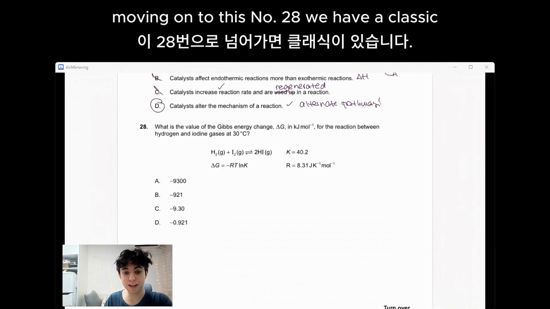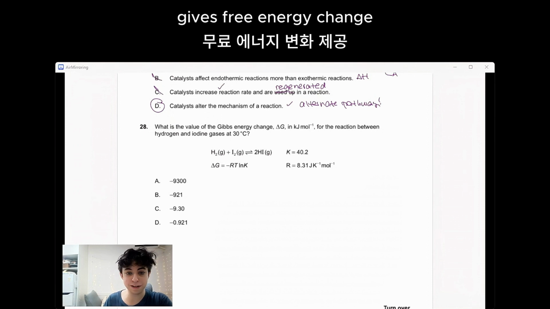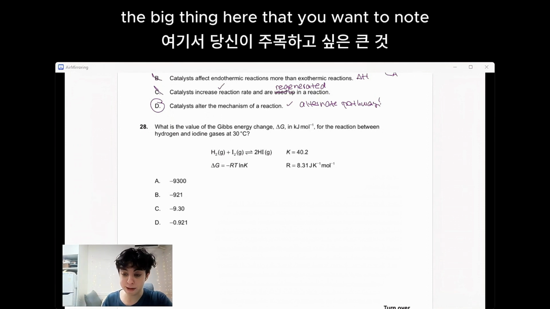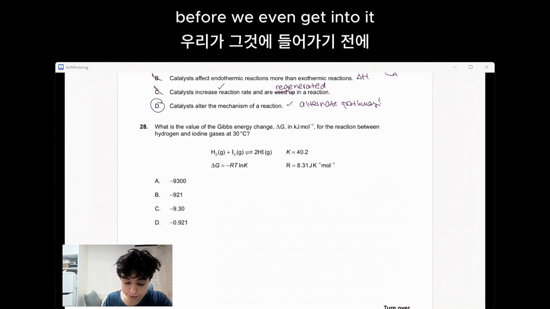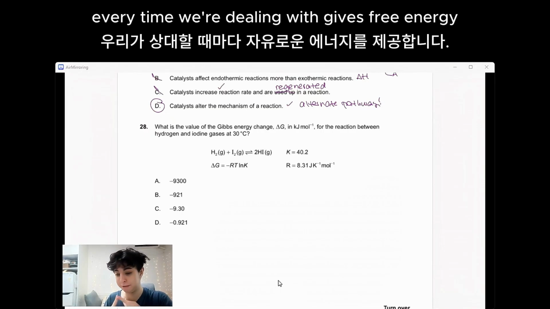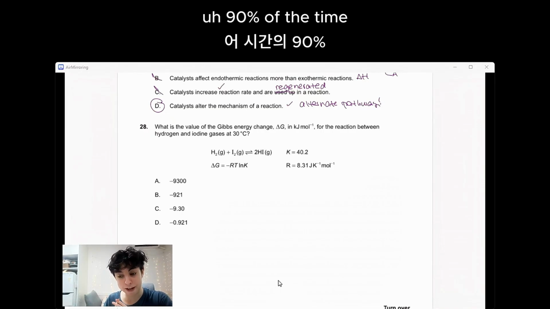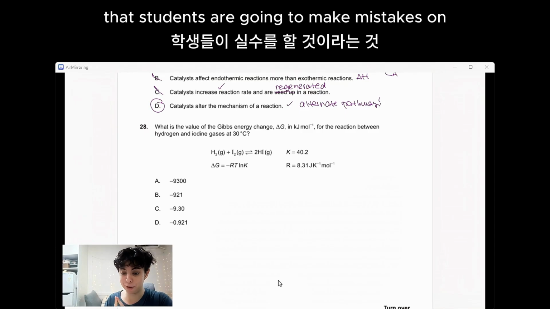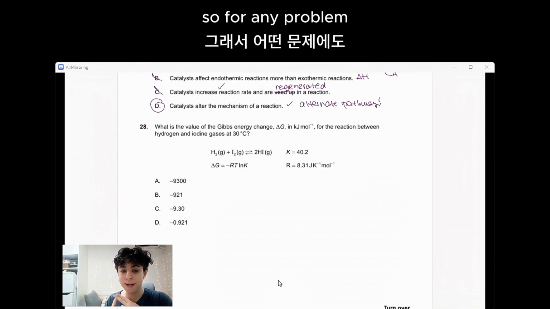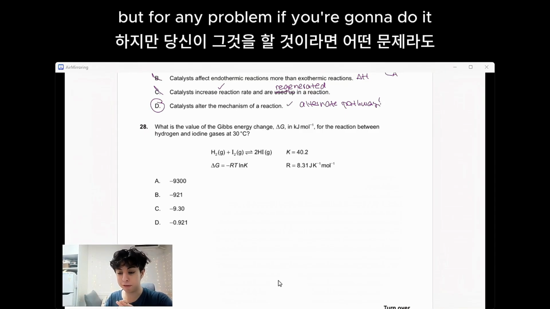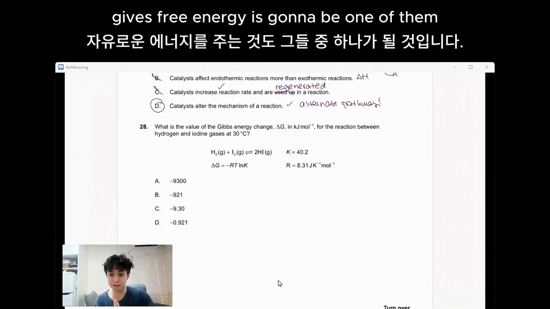Moving on to this number 28, we have a classic Gibbs free energy change using the equilibrium constant. The big thing here that you want to know before we even get into it is units. Every time we're dealing with Gibbs free energy, 90% of the time there's going to be something with units that students are going to make mistakes on. So for any problem, I always recommend writing them out anyways, but if you're going to do it for any problem, Gibbs free energy is going to be one of them.